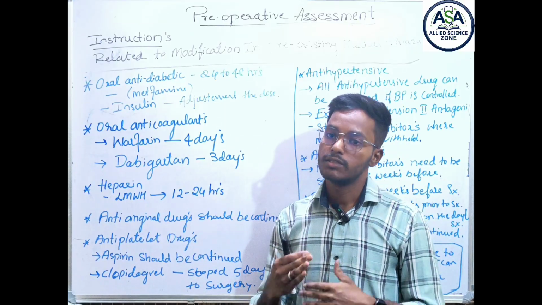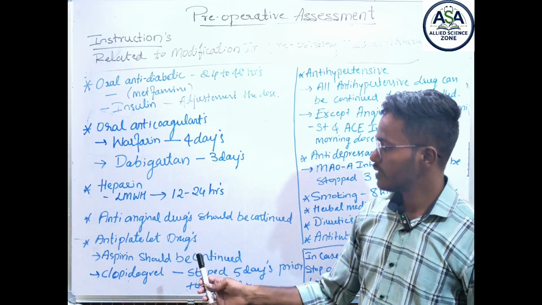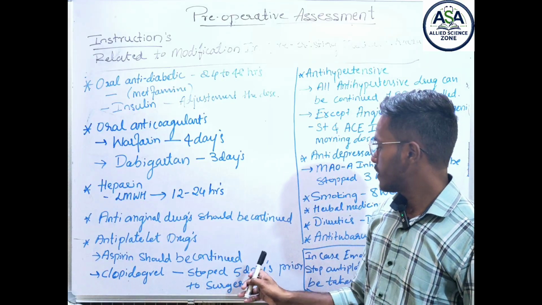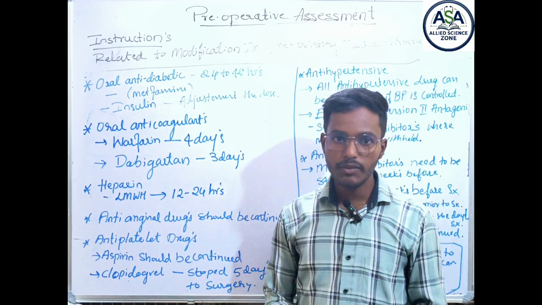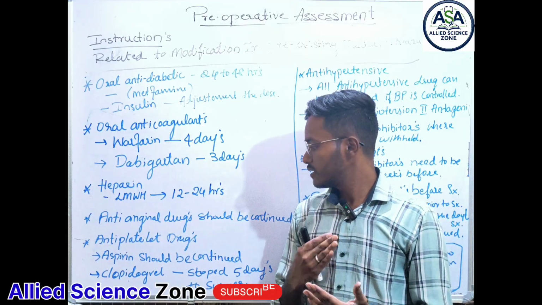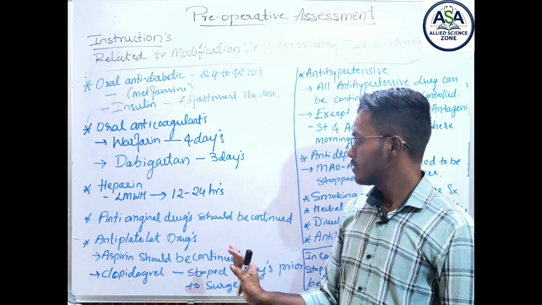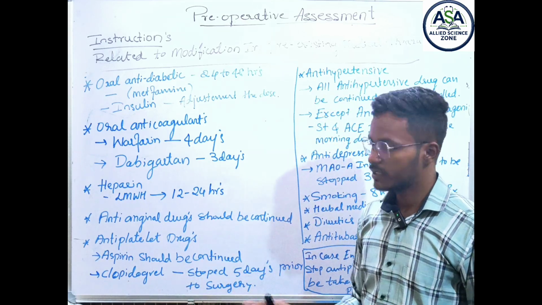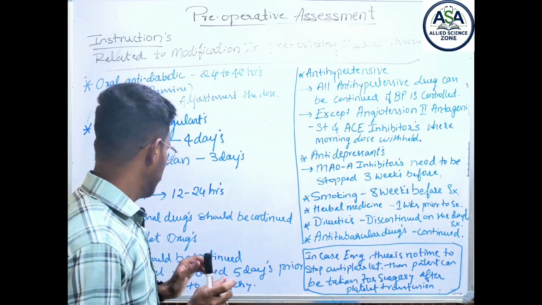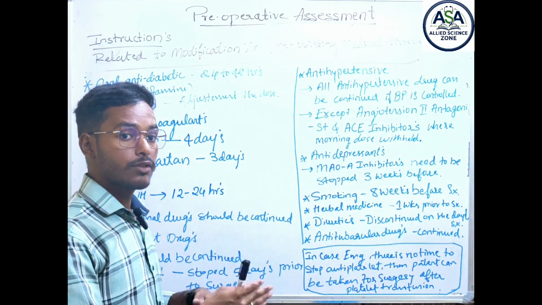Anti-anginal drugs should be continued. Anti-anginal drugs are continued on the day of the surgery. And among antiplatelet drugs, aspirin is okay to continue till the day of the surgery, and clopidogrel should be stopped 5 days prior to surgery. Clopidogrel is an antiplatelet drug. It should be stopped 5 days prior to surgery.